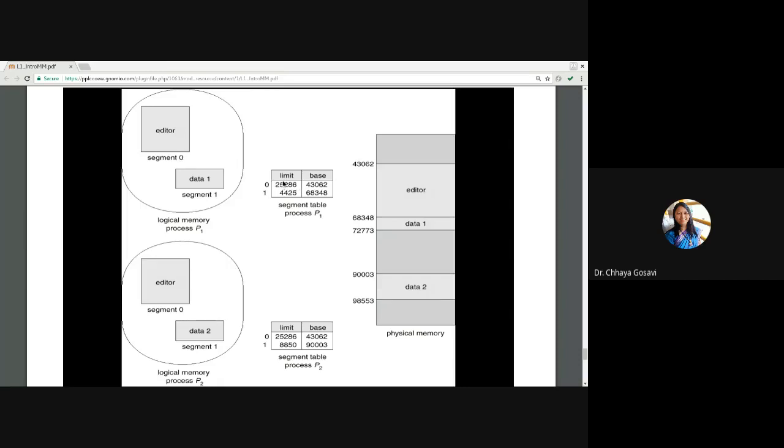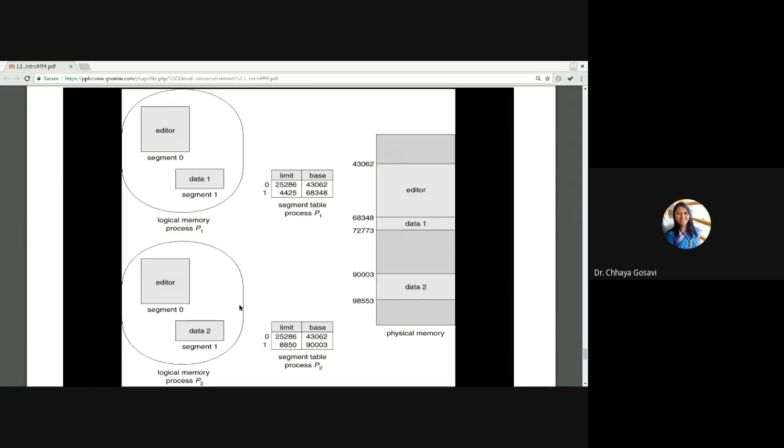We have to add this limit to this base address and you'll get the next address, 68348. If you add 25,286 to 43,062, you'll get this value. From here onwards, we are loading another segment, that is data 1. So the starting address, that is the base address of data 1, is 68348, right? And the size of data 1 is 4424. If you add this 4424, this is the value. This is for process 1. So process 1 is loaded here.